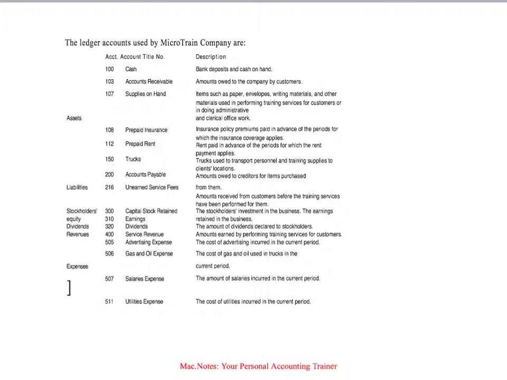Here is an example. As you can see, the asset accounts were all 100 up to here. Then we have the liability accounts, 200, the equity accounts, then the service revenue accounts, and the expense accounts. These are the actual ledger accounts of a company called Micron Company.